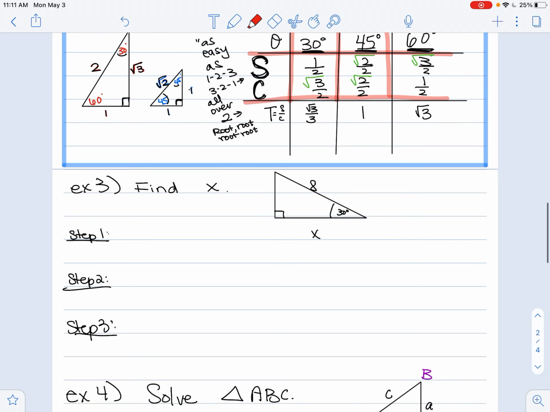So here's our third one, okay? So here's what we need to know. It says find the value of x.